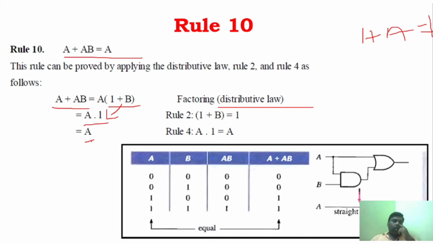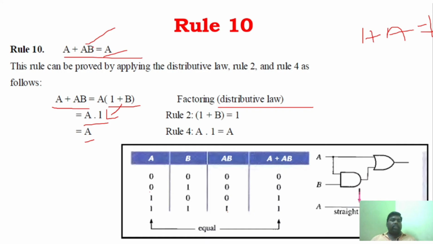So now we can also prove this using a truth table. We are saying A plus AB is equal to A. We know the inputs A, B are 0 0, 0 1, 1 0, 1 1. So the first thing you have to do is find A into B. A into B is 0 into 0 is 0, 0 into 1 is 0, 1 into 0 is 0, and 1 into 1 is 1, correct?